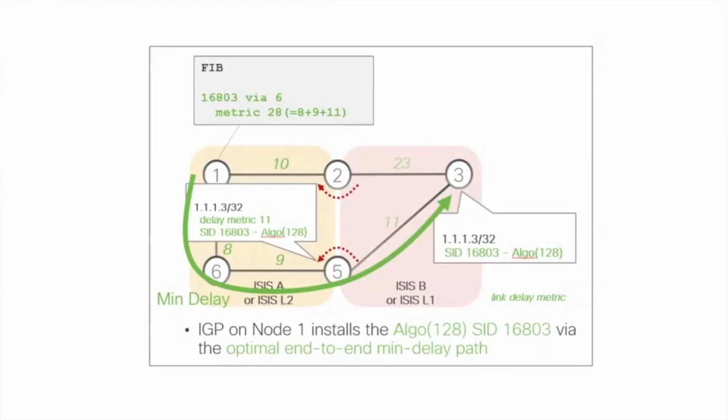So the key job here is to let router 1 pick the right ABR. With the metrics which are shown on the slide, which are the link delay metrics, the optimum ABR to choose is to go via 6, the directly connected router, on my way to ABR number 5. With this router, I can achieve the lowest end-to-end delay, 8 plus 9 plus 11. That is less than if I had gone via 2, which would have been 10 plus 23.